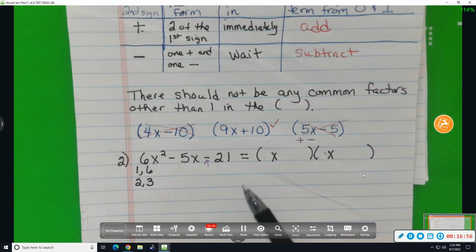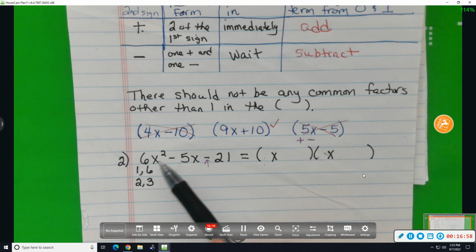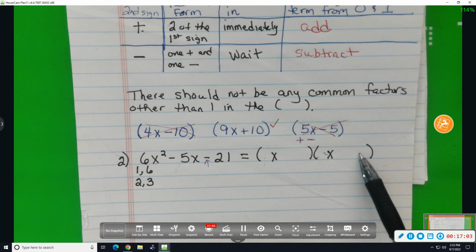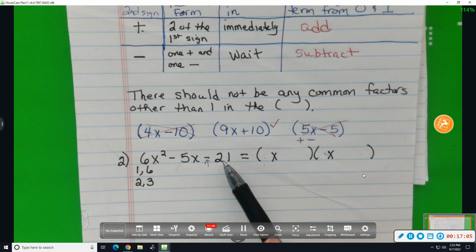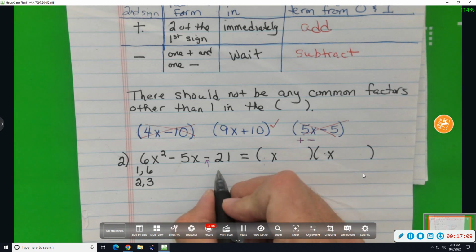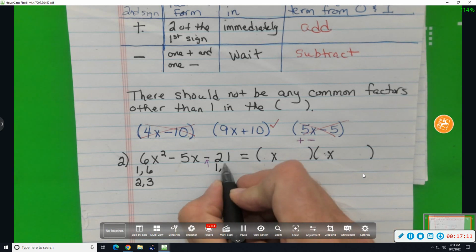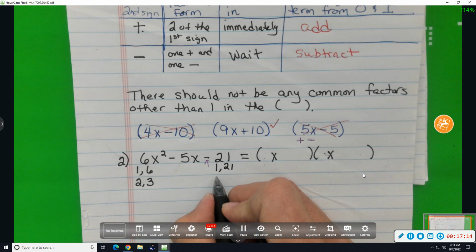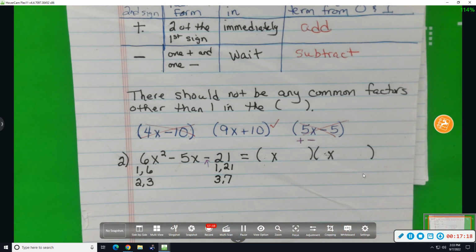So the first two spots multiply together to give the 6. The last two spots multiply together to give 21. So let me think. What numbers multiply together to give 21? There's 1 times 21, and there's another pair of numbers. 7 and 3? Is that what I heard?